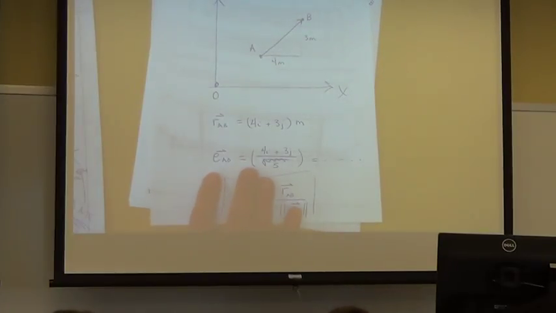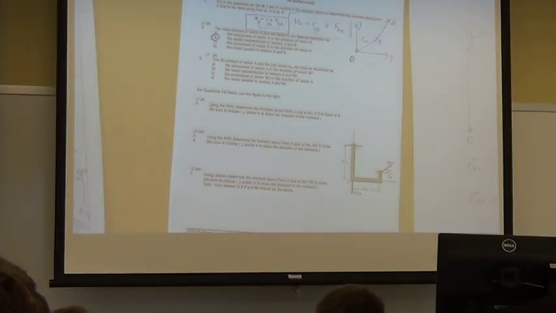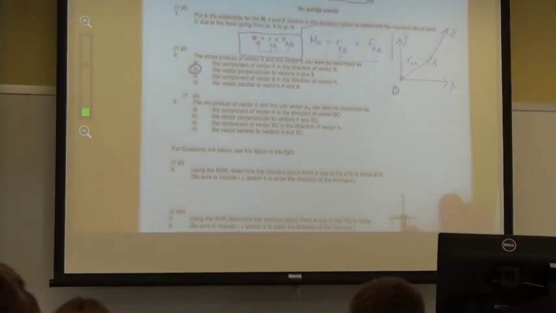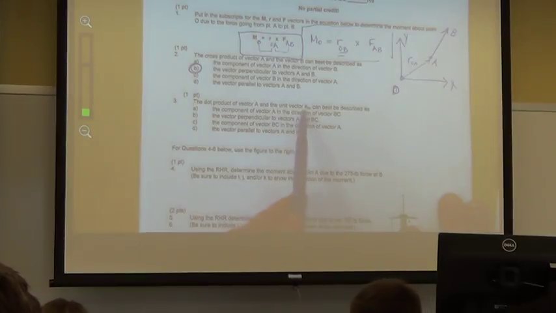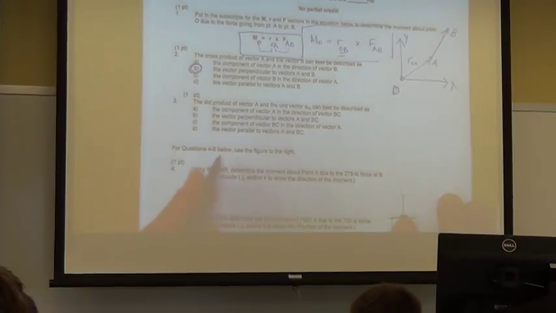You know the difference. I knew even before I covered this, you knew the difference between these two. But sometimes you mess up on homework and exams on this. So make sure that you're comfortable with the difference. Okay? Okay, let's go back to the quiz. Number 3. The dot product of vector A and the unit vector BC can best be described as, ask the person next to you, what is the answer?